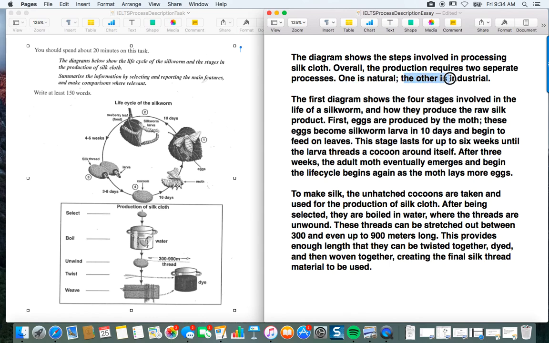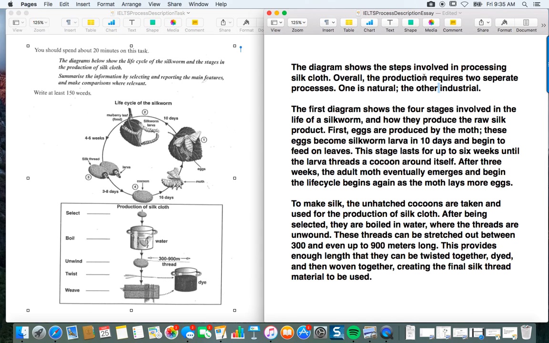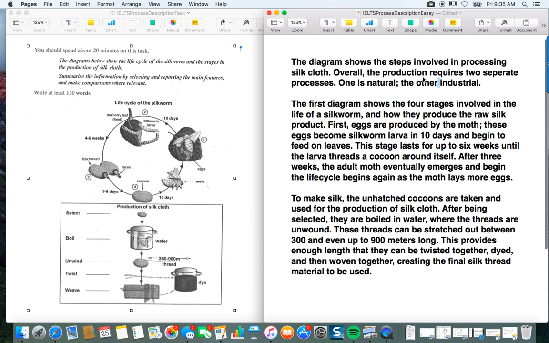Subject verb, all right? And if you want to go a little further and get a nicer score for grammar, you can even do this. Because you've already got is here, you can just say one is natural, the other is industrial. So if you get a similar task on your exam, you can use that idea. Then, the first diagram. All right, connecting word, the first diagram. All right, cohesion. You could just start with first, or first of all, that's fine. This works as well. And remember, to get those really high scores in IELTS, they want other types of connectors, and we'll talk about that in a minute.